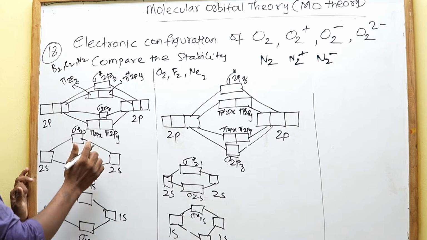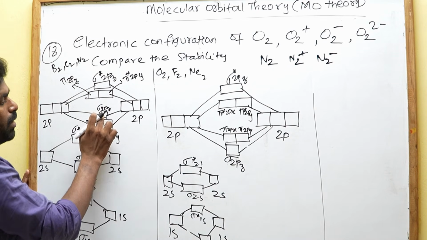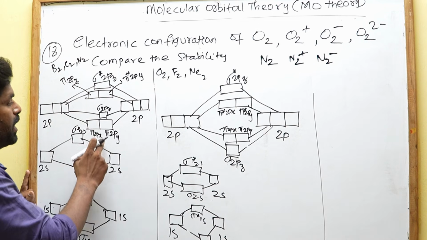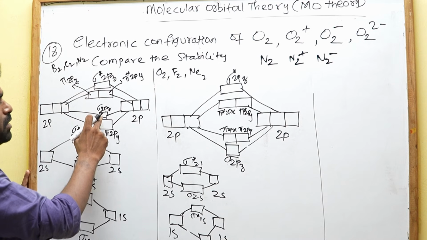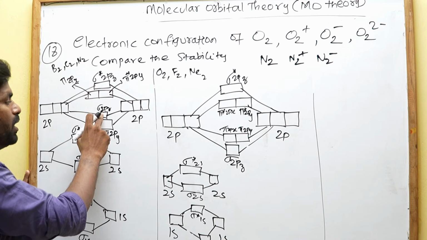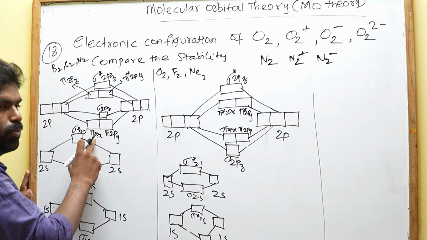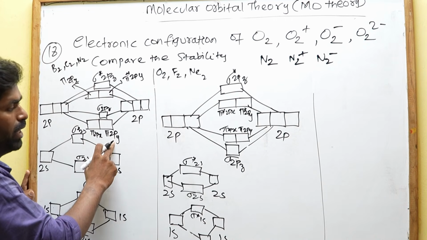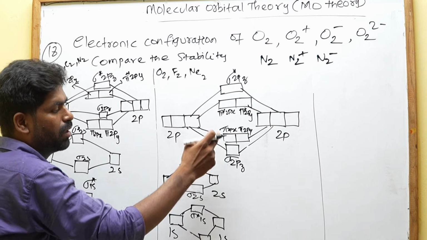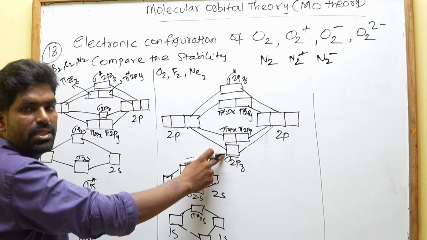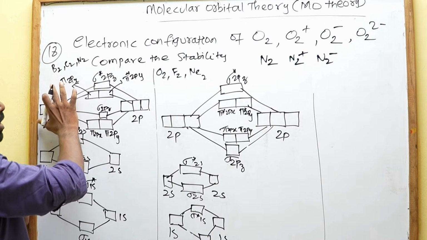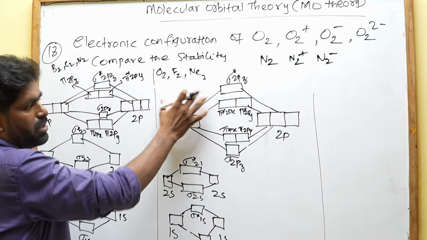The key difference is the placement, or the energy, of sigma 2pz. In the case of dinitrogen, sigma 2pz is placed at a little higher energy than pi 2px and pi 2py, whereas in the dioxygen case, the sigma 2pz orbital occupies the lower energy. This is the only difference between nitrogen type and oxygen type.